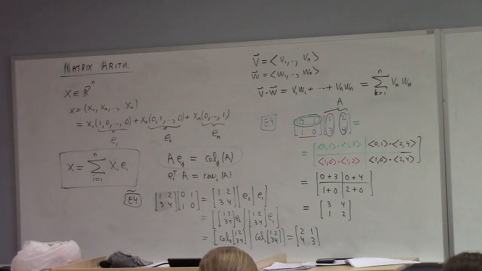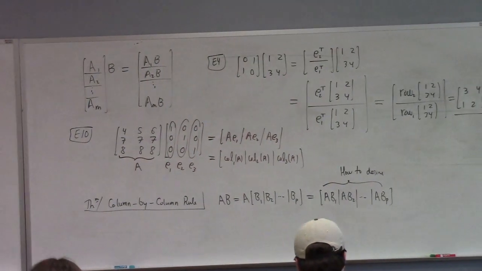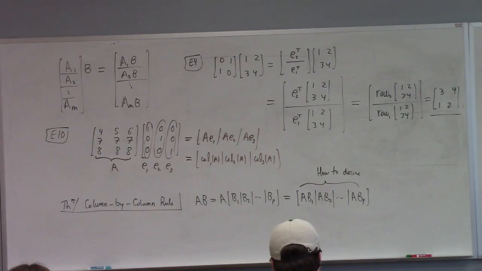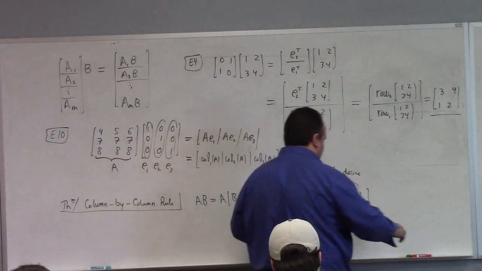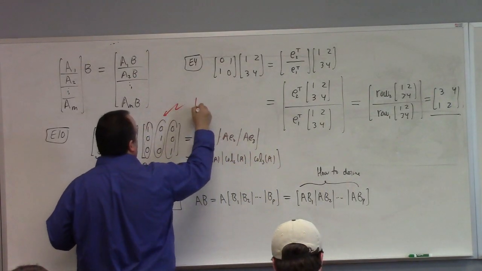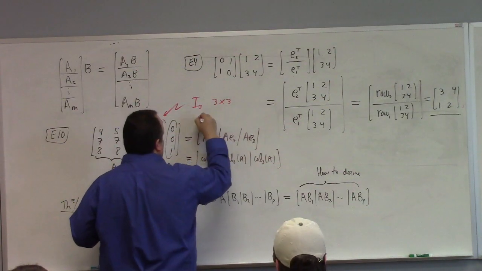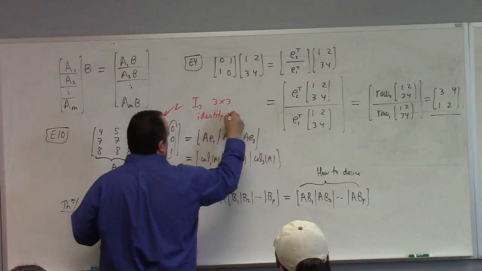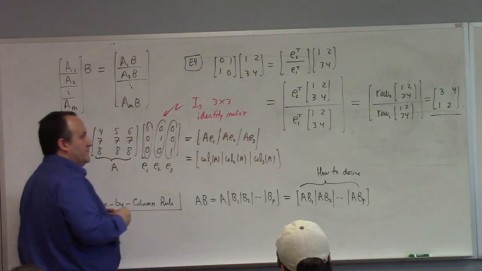What is that? A. If you want to give it more of a Happy Days accent, but yeah, it's A again. And so this is that matrix that the time traveler brought into the lecture a while ago. This is I3, the 3 by 3 identity matrix.